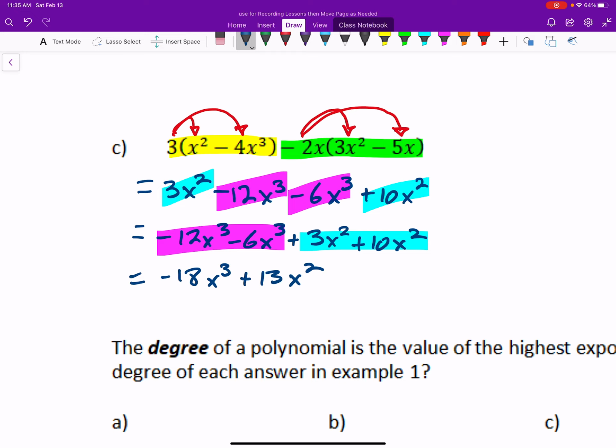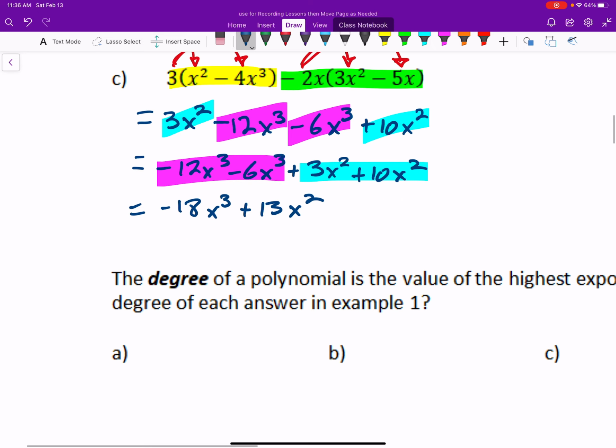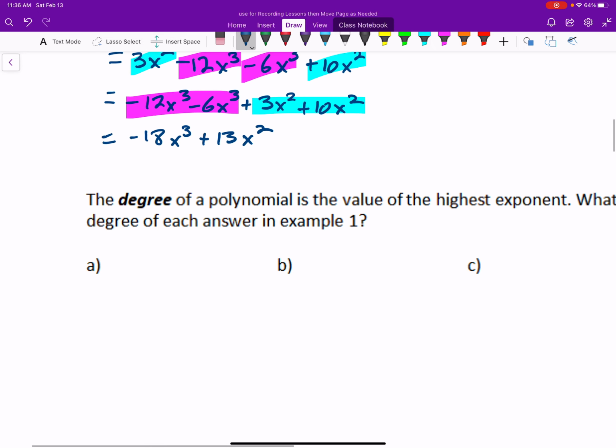And again, I'm down to something where they're not like terms, so I'm just going to leave it at that. If I try to go any further, I'm absolutely breaking the rules of math. I can't go any farther with this as it stands.